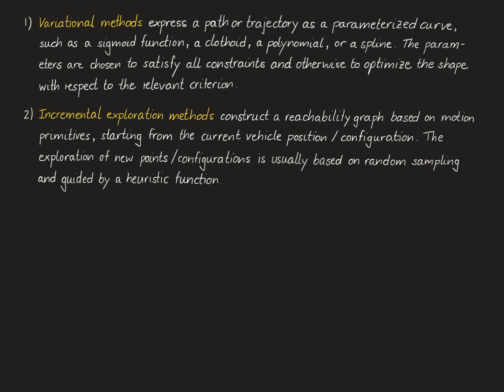And guidance by a heuristic function means that the random new point or configuration is not sampled according to a uniform distribution, but rather points and configurations are sampled with a higher probability which are deemed as more likely to lead the vehicle to its target configuration. An important example of incremental exploration methods is the rapidly exploring random tree, or RRT for short, which we will look at in more detail later in this video.